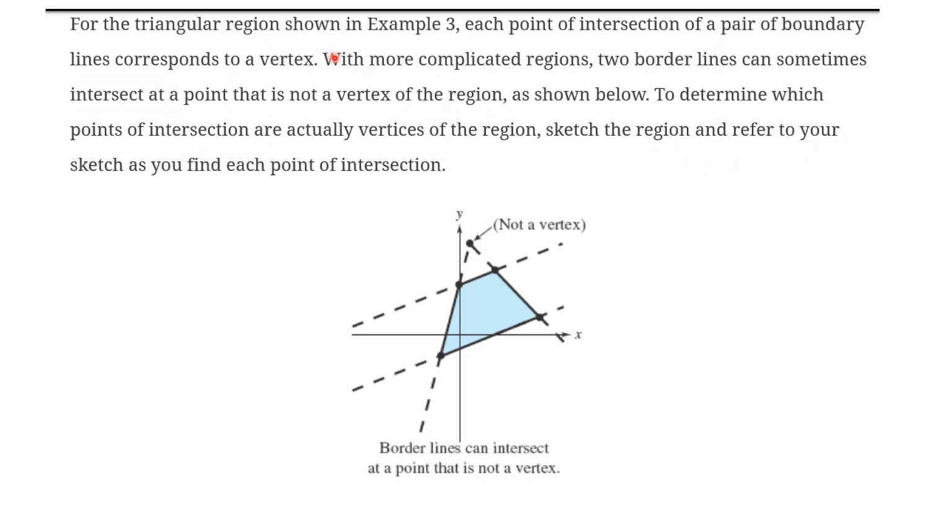Now for the triangular region shown in the earlier example, each point of intersection of a pair of boundaries corresponds to a vertex. Now with a more complicated region, for example, this example down here, this boundary and this boundary intersect somewhere that's not common to the intersection of all the regions. So with more complicated regions, 2 border lines can intersect at a point that is not a vertex of the region. So determine which points of intersection are actually vertices of the region, sketch the region, and look at your sketch.